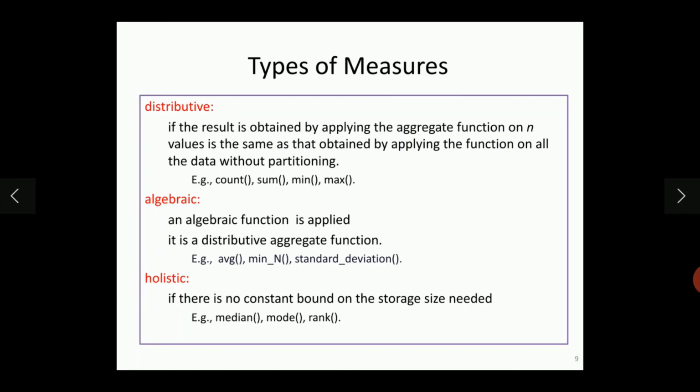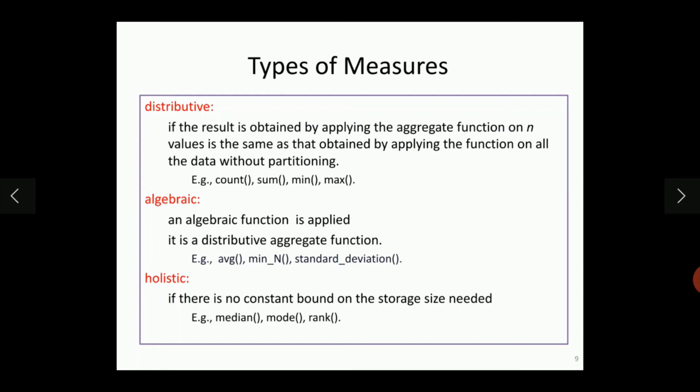And the third type of measure is holistic. If there is no constant bound on the storage side, then we can call it holistic. A measure is holistic if it is obtained by applying a holistic aggregate function. For example, median, mode, rank.